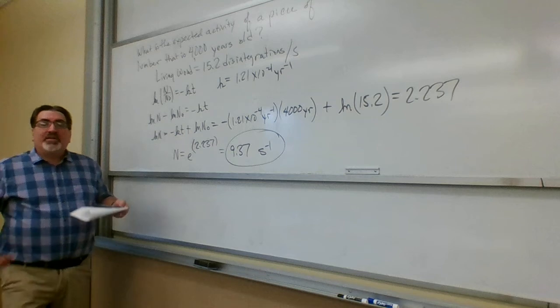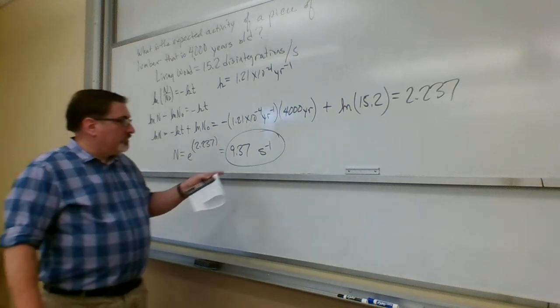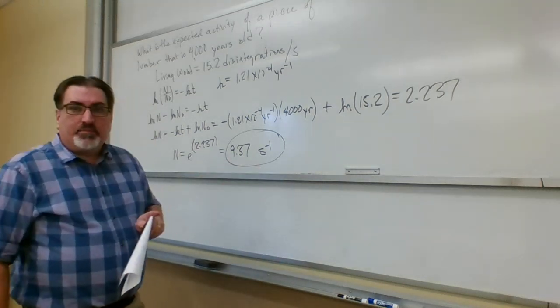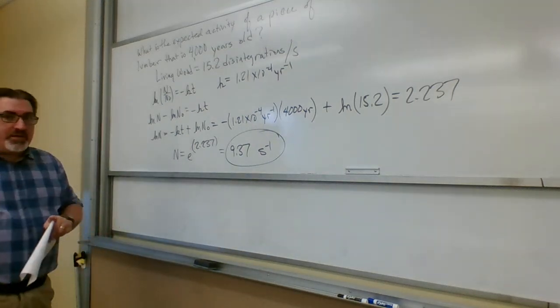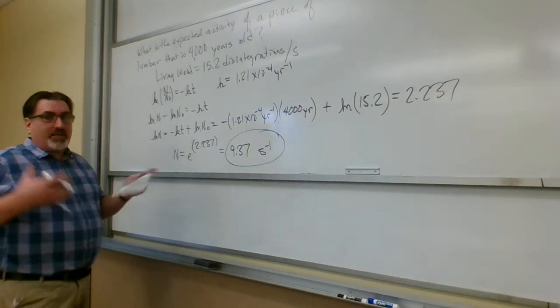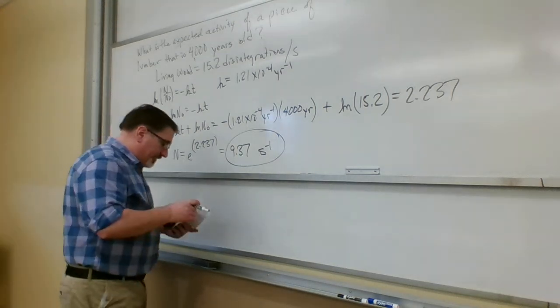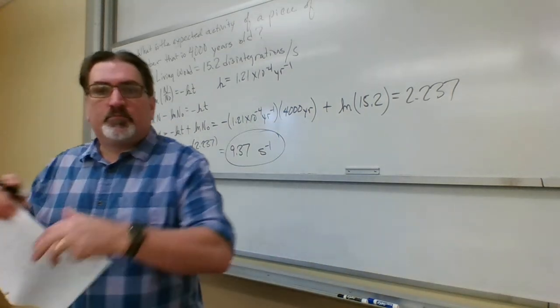So whatever activity unit you're given, keep it in that unit at the end. Disintegrations per second or just per second. Don't try to convert it into anything else, because if you make a mistake doing that, you can't do anything about that one. Okay? All right, thank you.